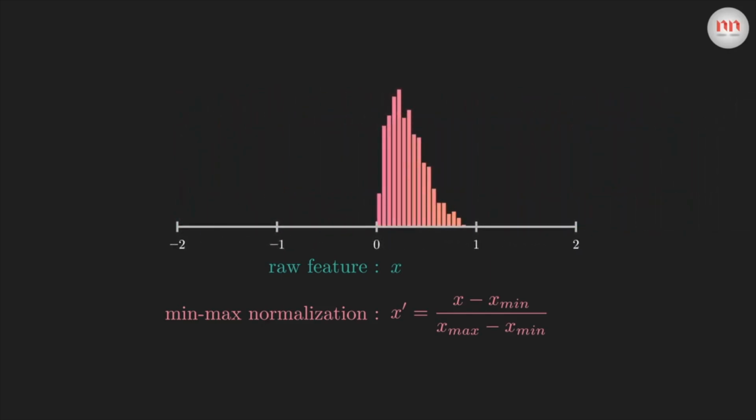Let's see how it changes the data. Oh, it's too thin. Let's zoom in a bit. You can see that now the data lies between 0 and 1. And this is not a coincidence. Min-max normalization maps the data in the range 0 to 1.